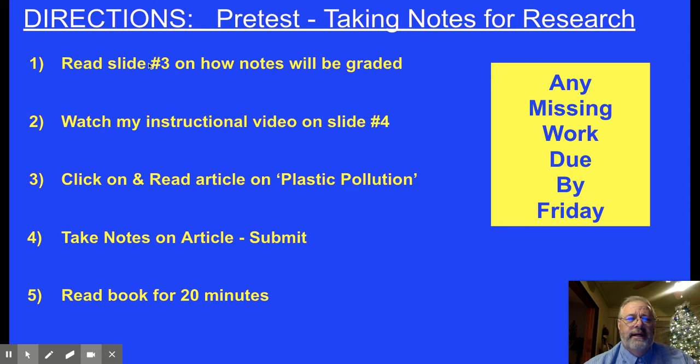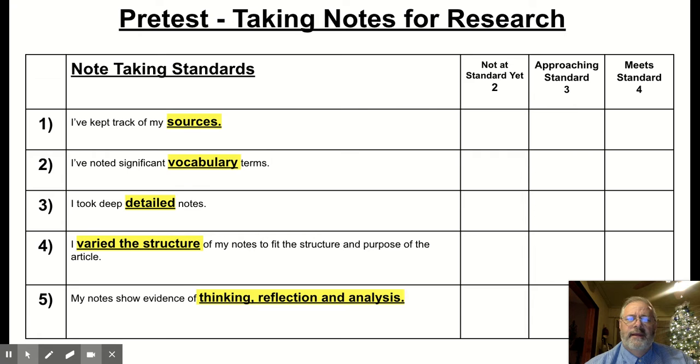Okay, so let's go back here, go to slide 3 and show how you're going to be graded. What we have here is like a mini rubric of what we're looking for. There are 5 things we're going to be looking for when you write your notes on research. First of all, number 1 is you keep track of your sources. Most of the time, this is going to just be copying and pasting the link or the source that you used and just put it as very simple.